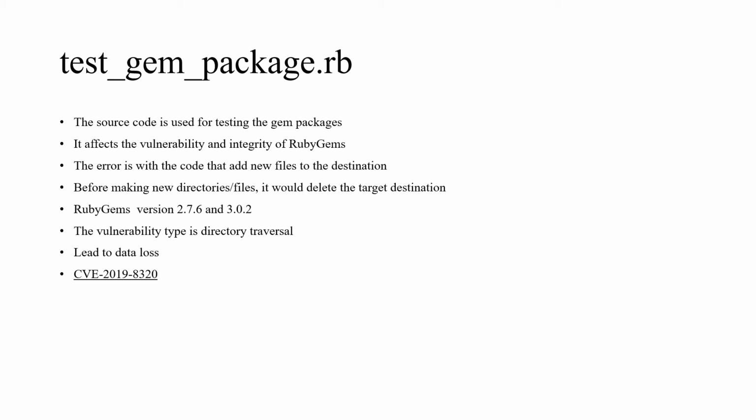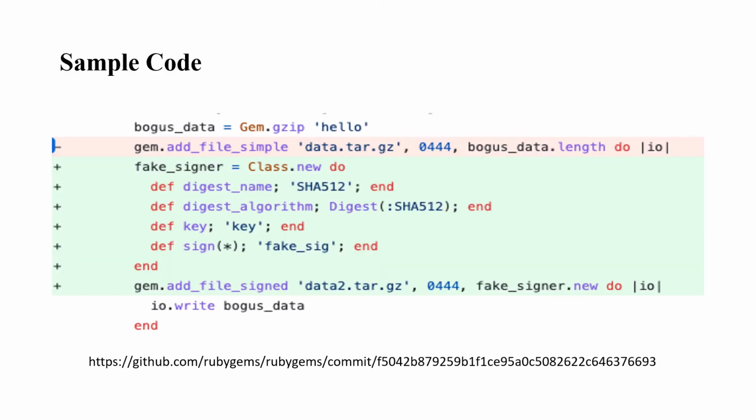This vulnerability affects the Rubygems version 2.76 and 3.02. The type of vulnerability in this case is directory traversal. Because of that, it leads to data loss. This vulnerability was registered in CVE 2019-8320. This is the sample code for this vulnerability, and they were able to fix this issue with this update.